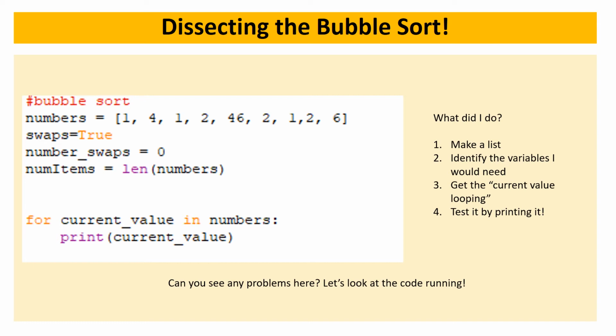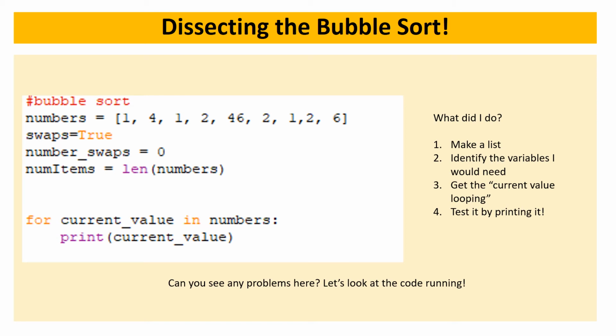So you can see in this piece of code, I've got swaps equals true, number of swaps equals 0, and the length of the data array. Now, I've put swaps equal true because I've been starting to think ahead of whether there are any swaps or not. So when there are no swaps, we know it is sorted.